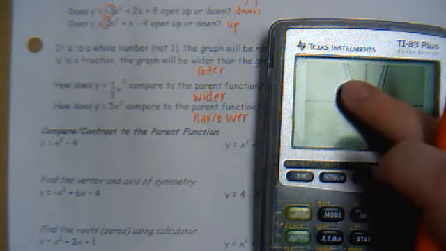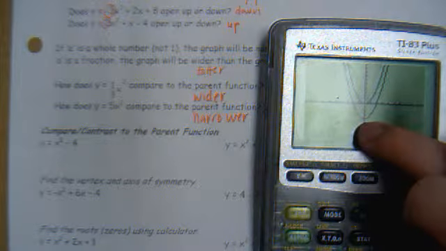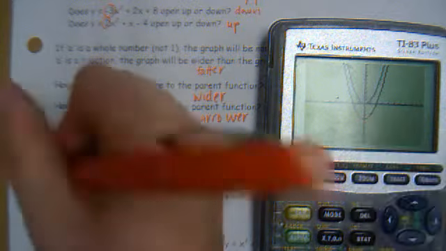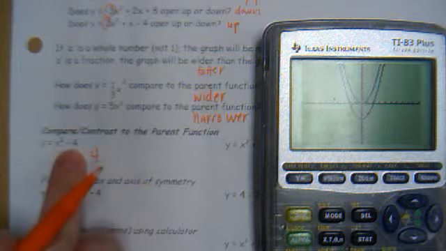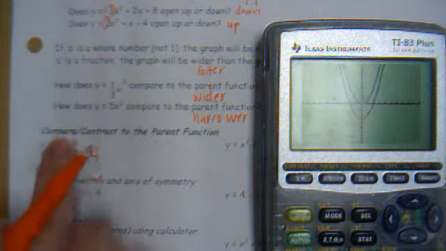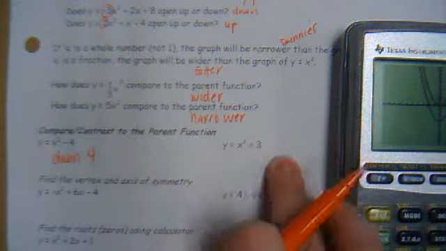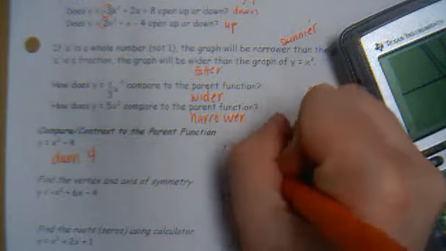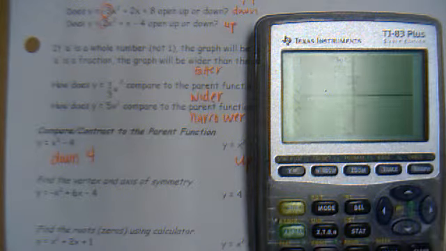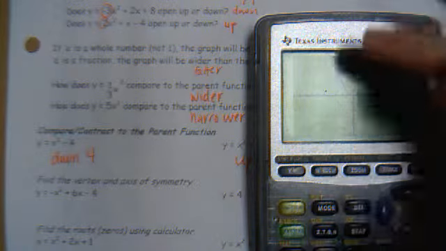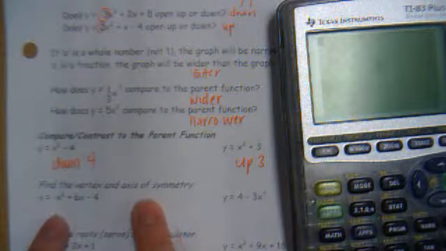So this first one that graphed right here is my parent function, and then everything just moved down. How much did it move down? If we look, it moved down 4. If we look at this minus 4, down 4, those go together. If we do the same kind of comparison to the next one, this one is positive 3, so it'll move up 3. If we looked at those, I'd have x squared plus 3, graph it, and it shifted everything up 3. Now, find the vertex and axis of symmetry.